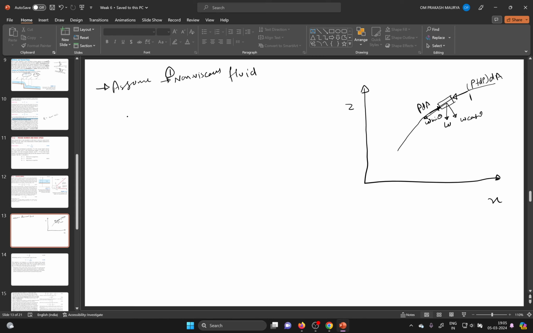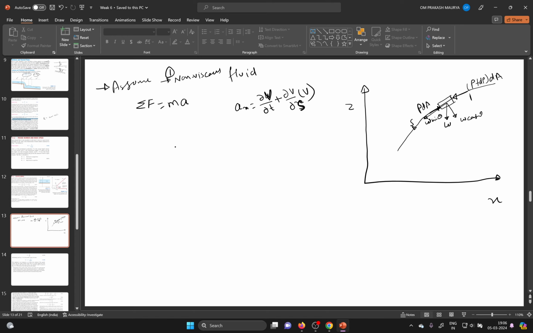If you apply here the fundamental equation, that is Newton's second law, summation of force is equal to mass into acceleration. Acceleration, you know already, is du by dt plus, if we consider the whole velocity, dv by dx into v. This direction is s, so we can replace it by s.